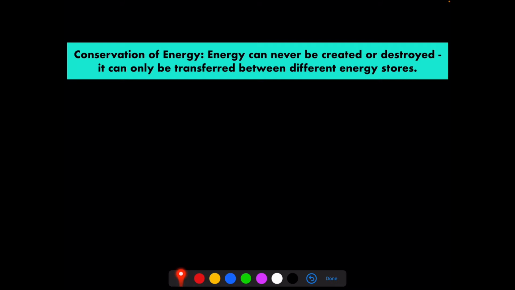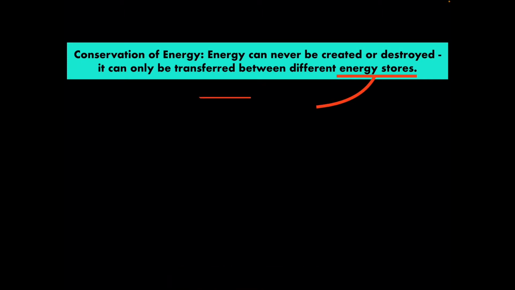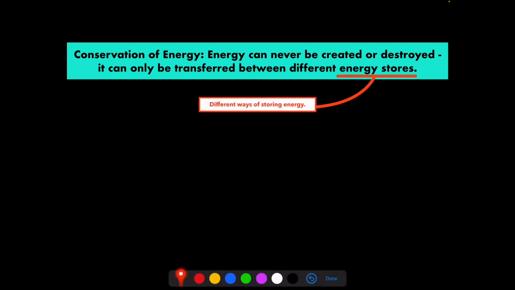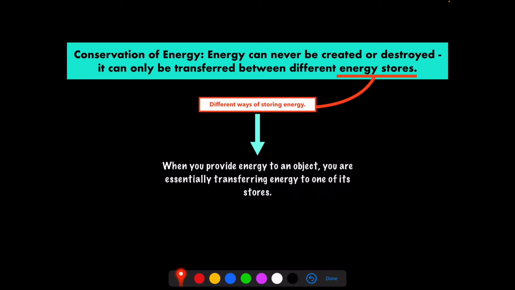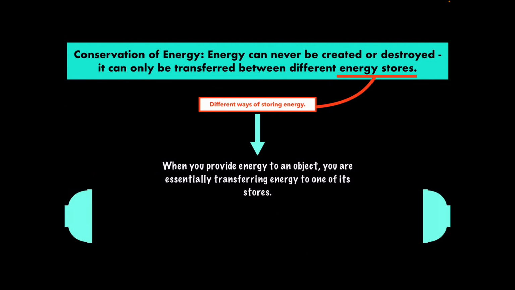And what do we mean by energy stores? An energy store is basically a different way of storing energy. So energy stores are all different ways of storing energy. When you provide energy to an object, you are essentially transferring energy to one of its stores. It has different types of stores, and this might not make sense in the beginning, but once we look at some examples later in this video, it'll all make sense. So once again, we're just transferring energy from one place to another.